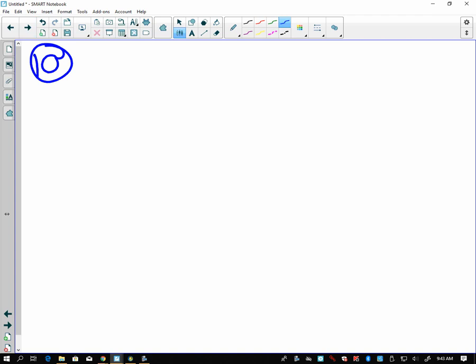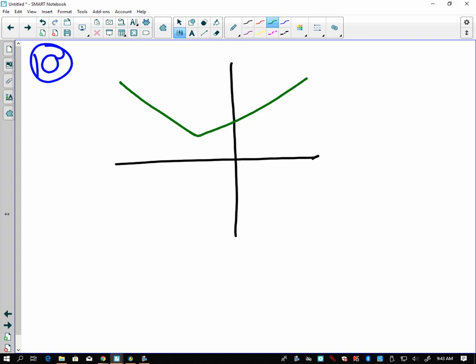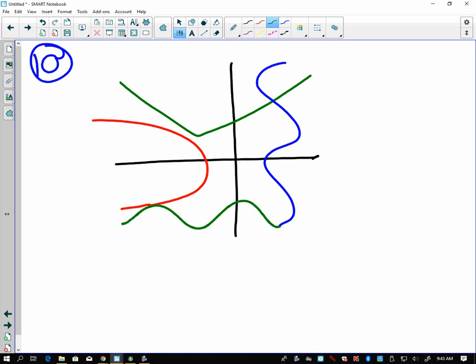They're going to give you a graph. You have to determine if it is a function or not. Let's say it looks something like that. Is that a function? Yes? Okay. What if it looked like this? No. Okay. What if it looked like that? No. What if it looked like that? Okay. All right. Vertical line test, correct? Does everybody understand? Okay, great.